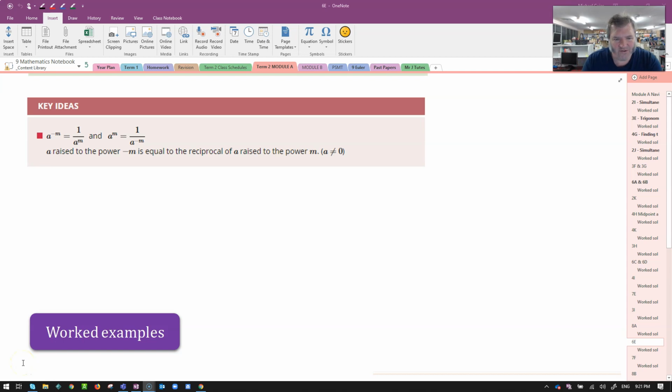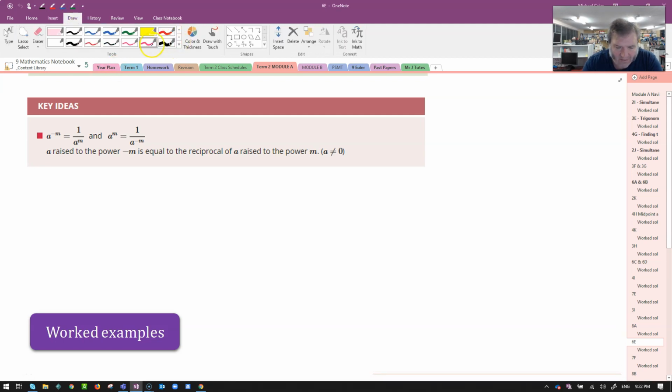Good news, Year 9. Just one little rule to learn today, and that's it. If I have a base being raised to a negative index, a negative power, then I can write that as 1 divided by that base to the positive power. Or, if I have just a number expressed with an index m, I can write it as 1 divided by a to the negative m.